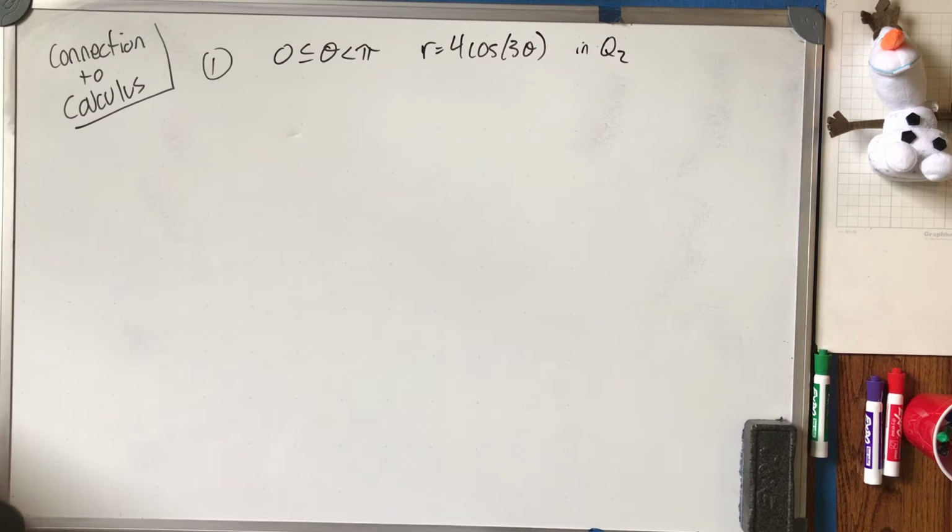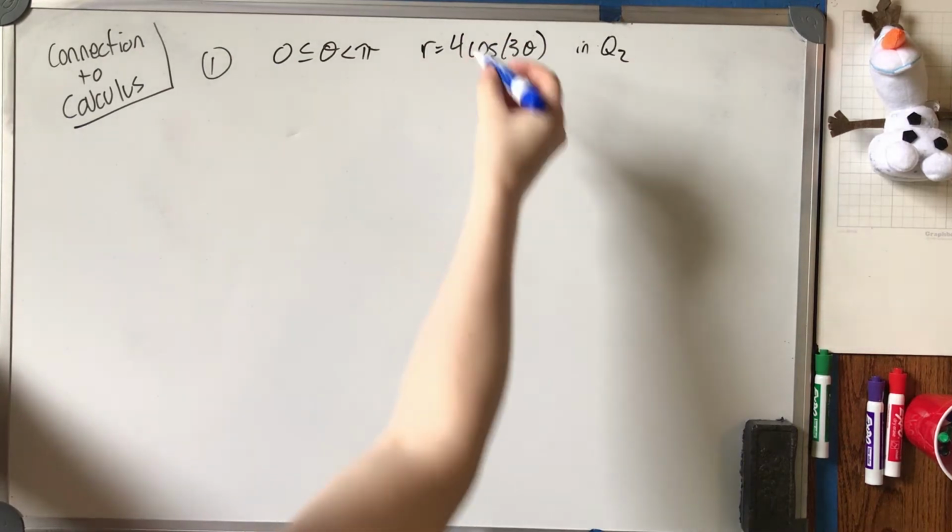Part 1 says find the values of theta between 0 and pi that form the portion of the graph r equals 4 cosine 3 theta in quadrant 2. Okay, so let's just first start off by sketching a quick graph of this.